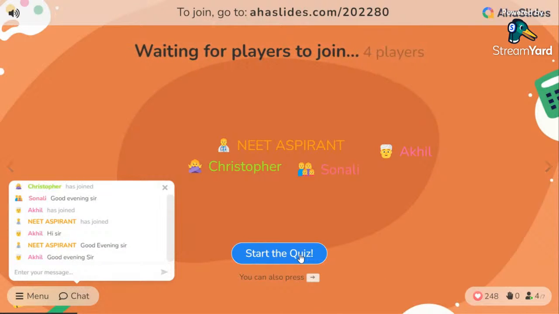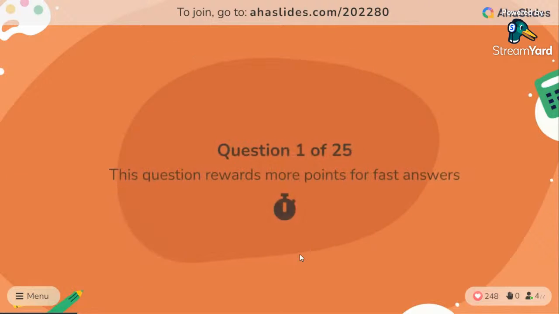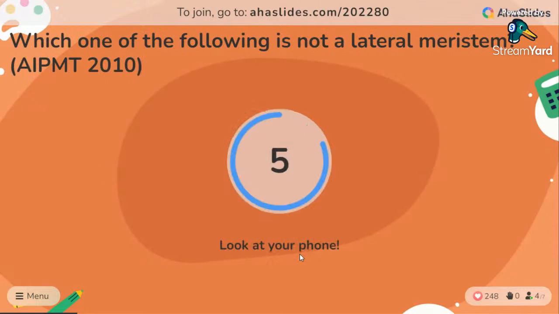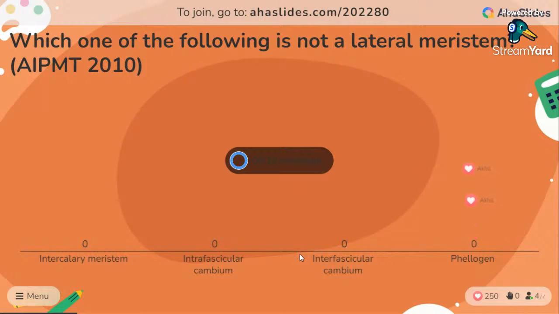Question number 1 on your screen right now. Which one of the following is not a lateral meristem? AIPM 2010. Intercalary meristem, intrafascicular cambium, interfascicular cambium, and phellogen.